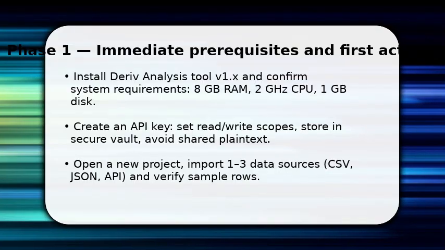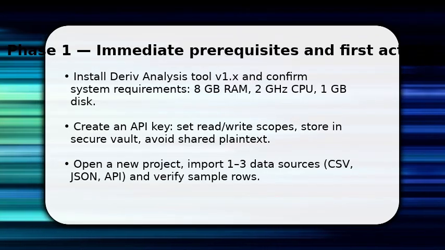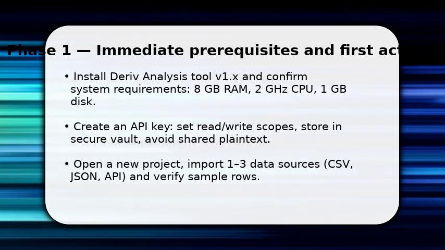You start by confirming prerequisites and then act. Install the Deriv Analysis Tool and verify 8 GB RAM and required disk space so processes don't stall. Next, generate an API key with proper scopes and store it securely. This prevents unexpected permission errors.